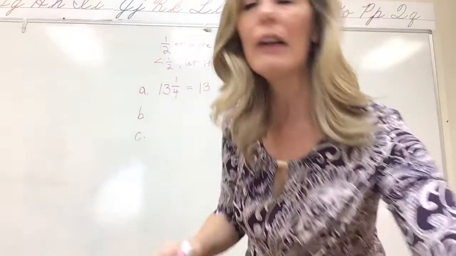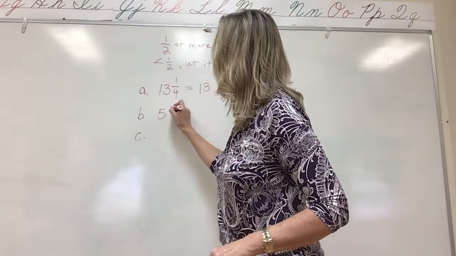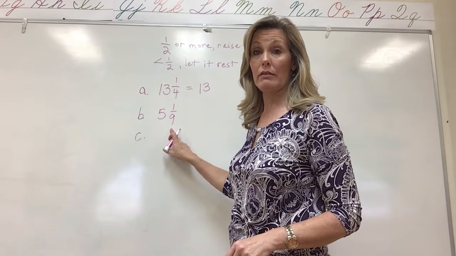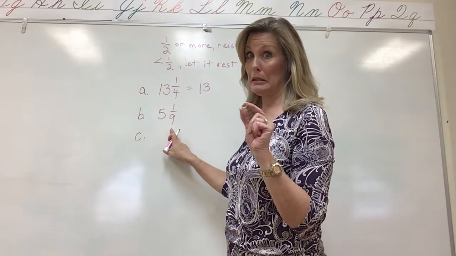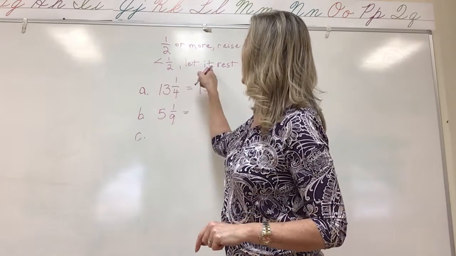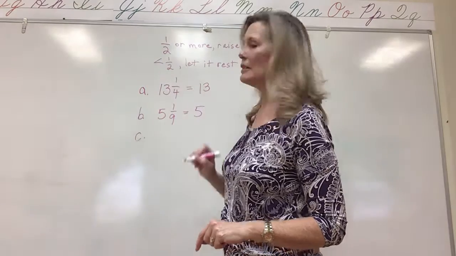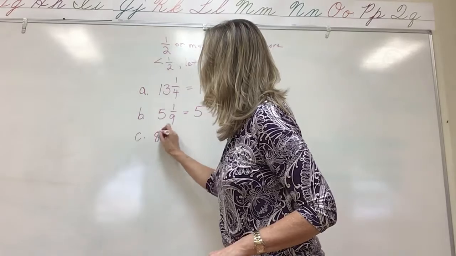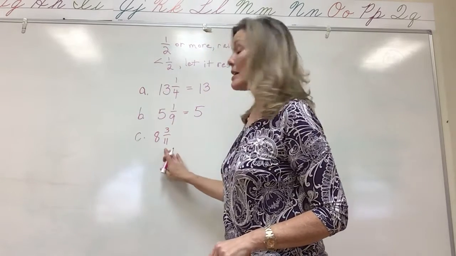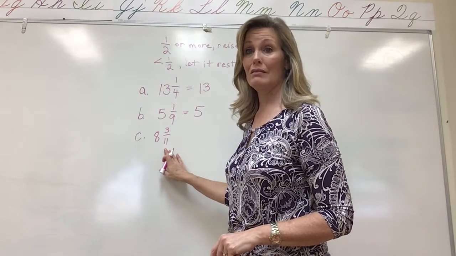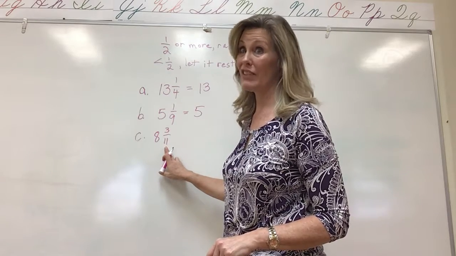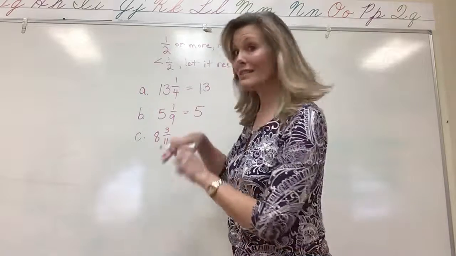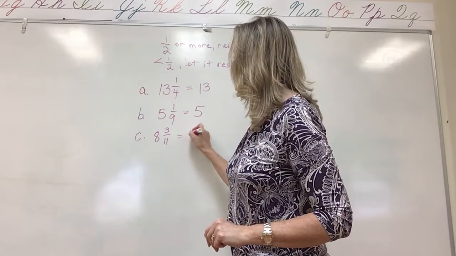Letter B, 5 and 1/9. Is that more than a half or less than a half? That's way less than a half. So less than a half, let it rest. It's a 5. Letter C, 8 and 3/11. Is that more than a half or less than a half? Well, half of 11 would be 5.5. That's less than 5.5, isn't it? So it's less than half. So I'm going to let it rest to an 8.